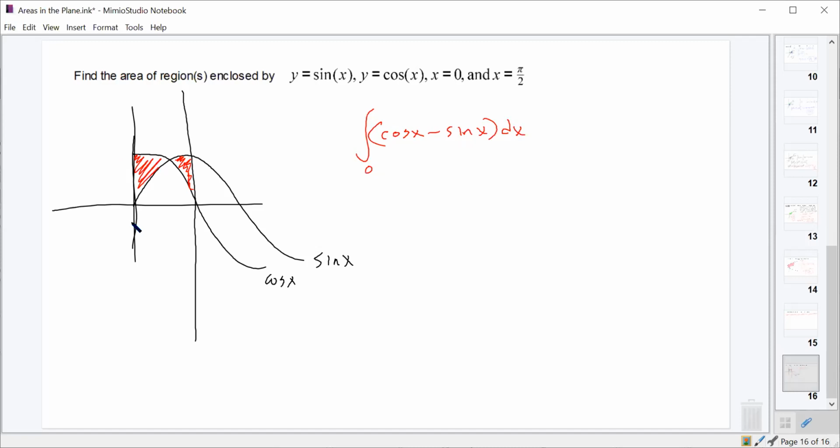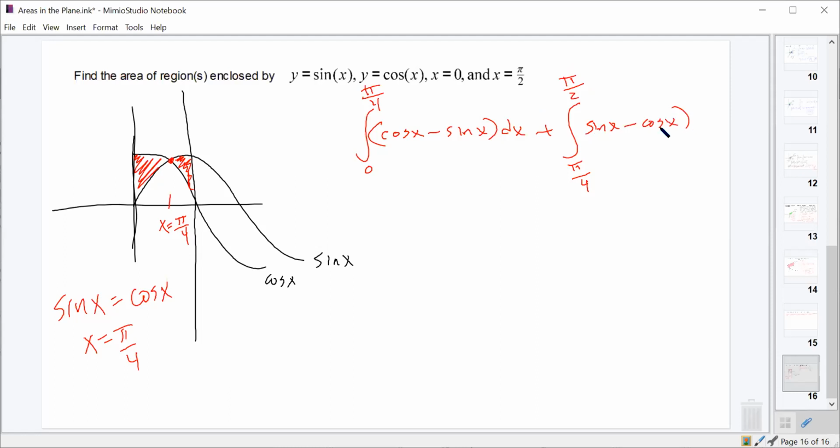And we're going to start at x equals 0. And where do those intersect? When does sine x equal cosine x? Pi over 4. Yep. So we'll integrate from 0 to pi over 4. And then we will add to that an integral from pi over 4 to pi over 2. The opposite. Now we have sine x above cosine x. Good or no?